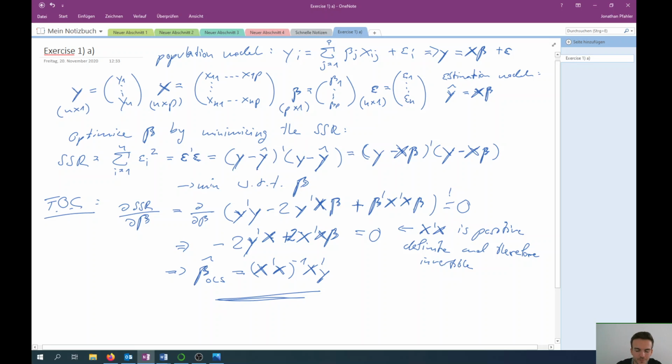And now if you want a more detailed explanation of this, maybe go back to your econometrics classes or your files from the econometrics classes. Or if that doesn't help, you can also post your questions in the DigiCampus forums.